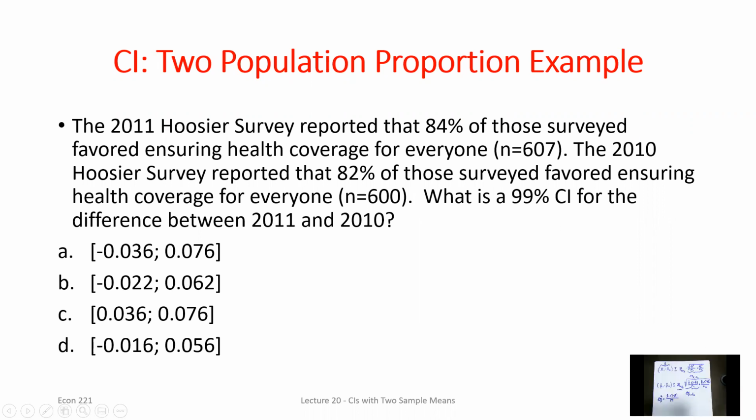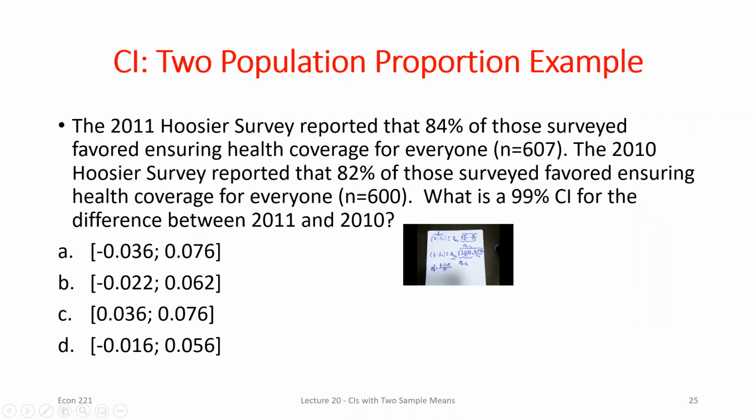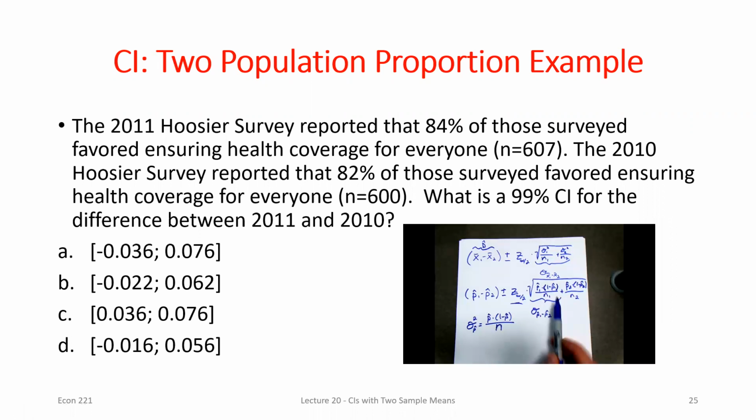The easy part of this is just going to be plugging in our values for the sample proportion and the sample sizes. So in 2011, we had a sample proportion of 0.84, 2010, 0.82. So you can think about it as the sample difference we found here was 0.02. So our confidence interval should be centered around that sample difference we found in proportions. So right away, I can rule out which of these answers.